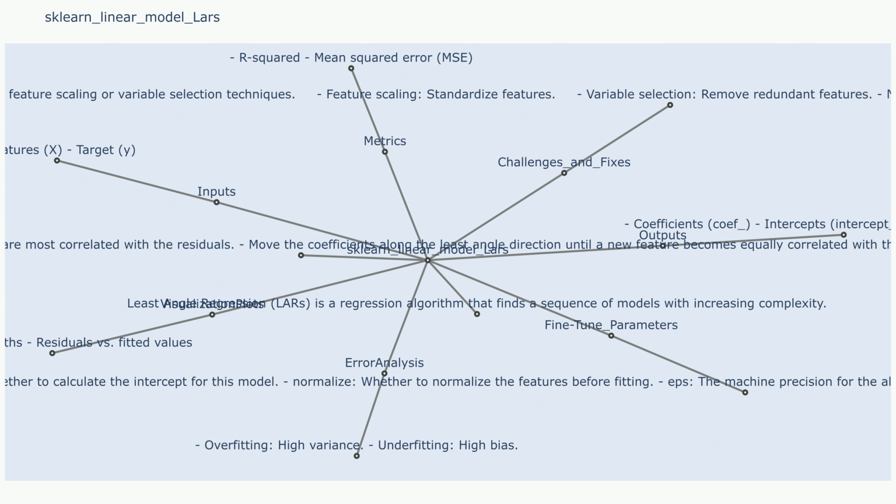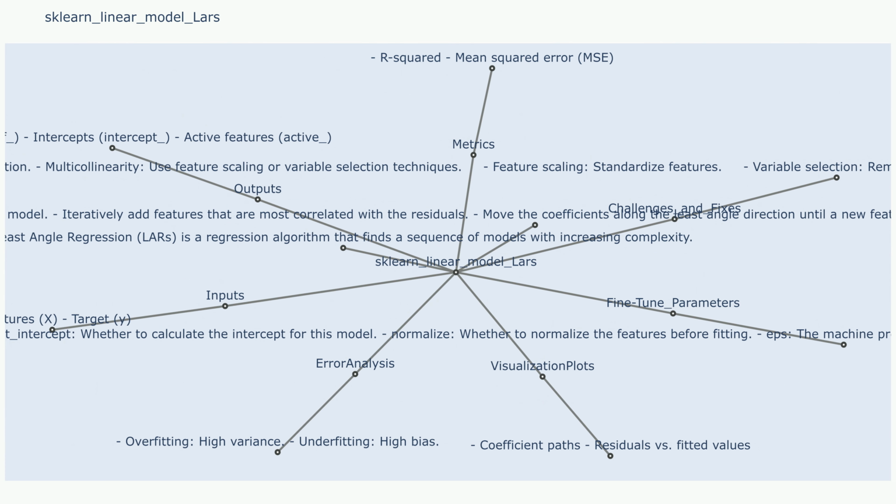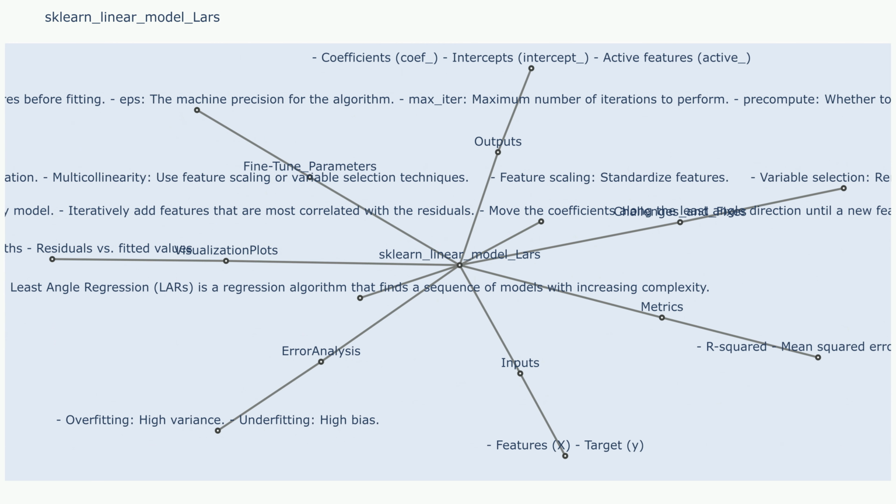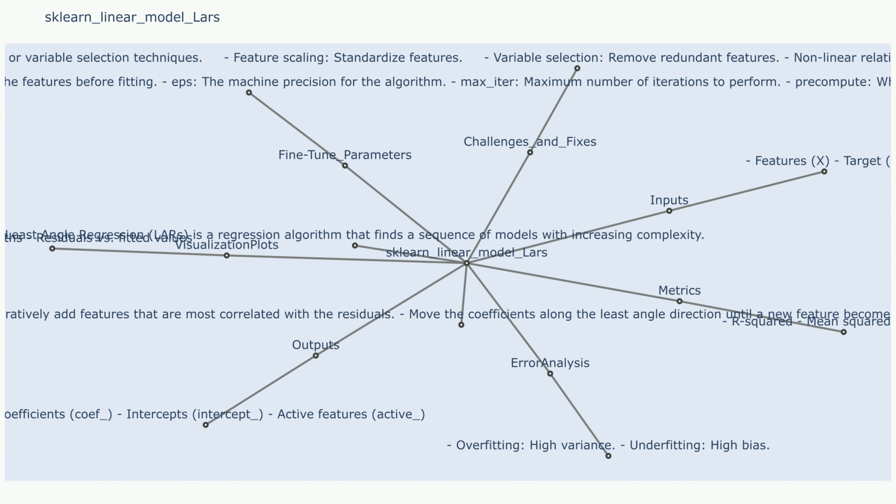Outputs: coef. This is a 1D array of shape n features that contains the estimated coefficients for each feature in the model. Intercept. This is a scalar value representing the estimated intercept of the model. Steps: initialization. The algorithm starts by initializing the coefficient vector to 0 and the residual vector to y. Feature selection. The algorithm then selects the feature that is most correlated with the current residual vector. Coefficient update. The coefficient for the selected feature is then updated in a way that minimizes the angle between the residual vector and the current set of features. Residual update. The residual vector is updated based on the new coefficient value.